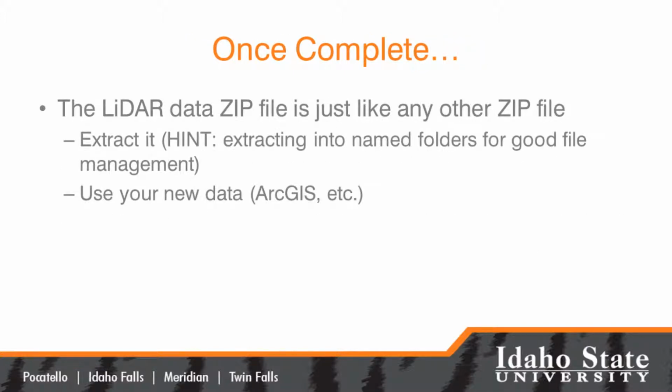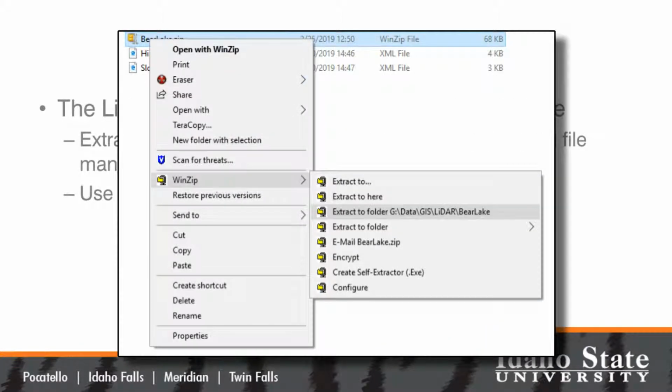Now, once complete, remember that LIDAR data zip file, it's just like any other zip file. It's an ordinary zip file. You'll want to extract it. Here's another hint for you. When you extract it, I like to right-click on a zip file. Then you get that flyout, right? And then you're going to do extract to. And I like to choose to extract it to the named folder.